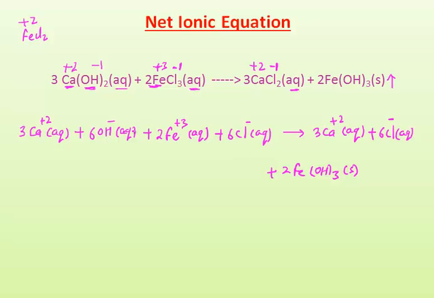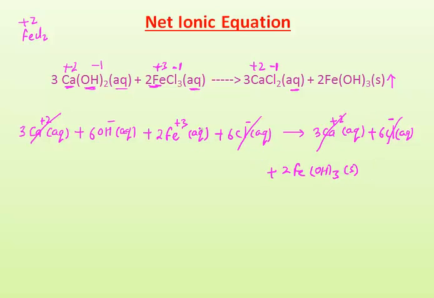Now we cancel the spectator ions. The spectator ions are the ions which are present on both sides of the equation. You can see calcium ions are present on both sides, and chloride ions are present on both sides of the equation. Here we can say that the spectator ions in this equation are calcium ions and chloride ions. This entire equation is known as a total ionic equation.